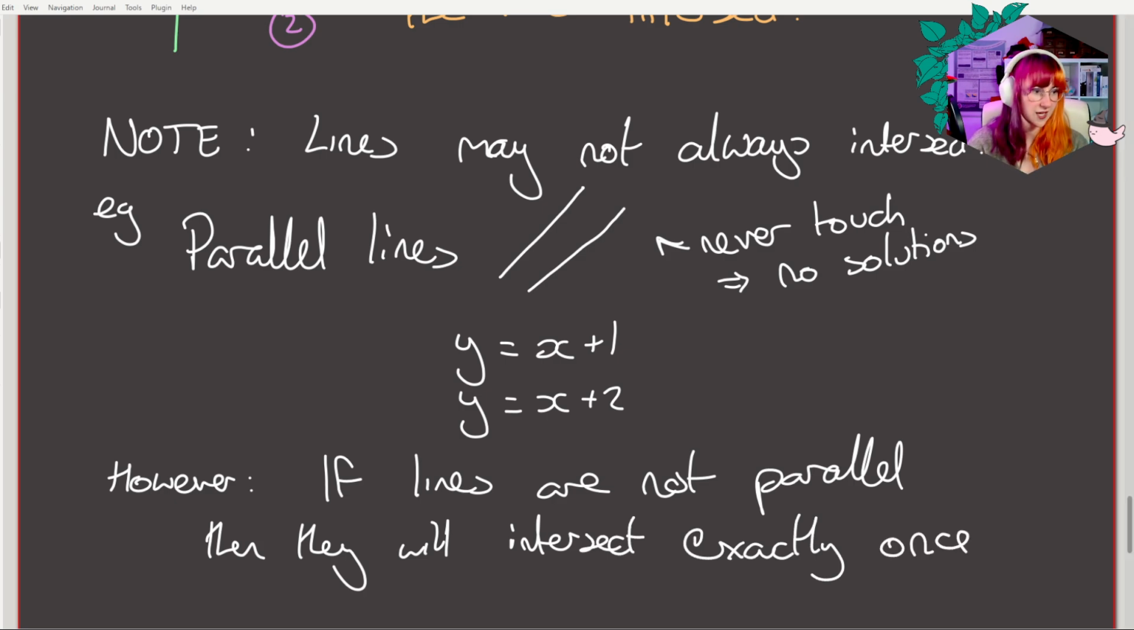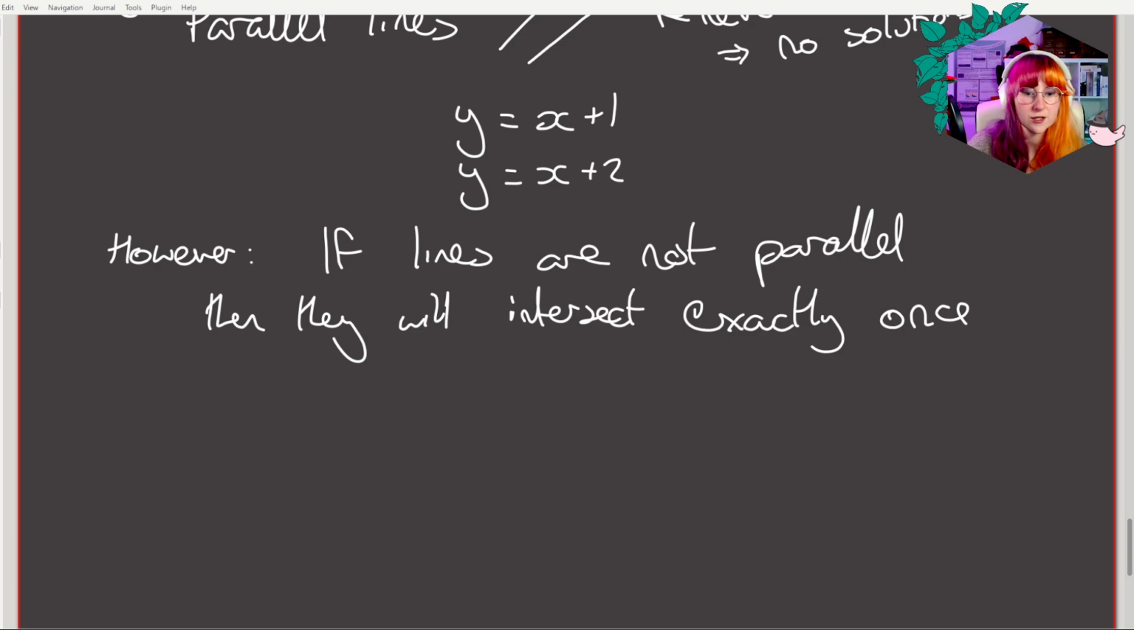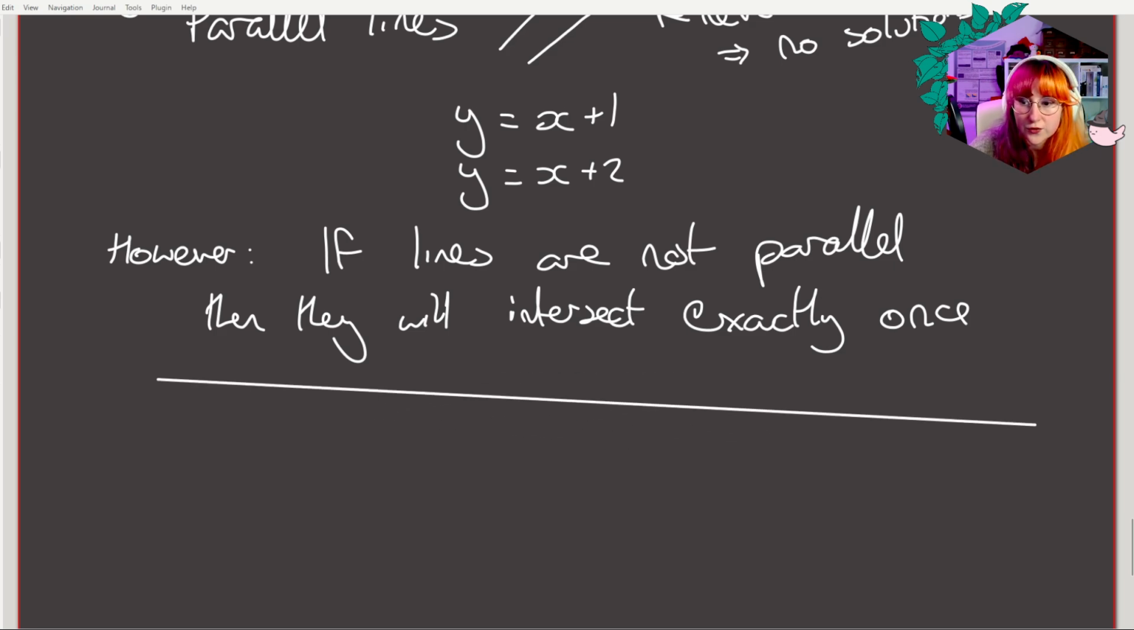And I'm really hoping that a keen bean is going to be like, Kat, what about the secret third option? And we're going to get there. So even if lines look really, really parallel, I'm going to get the straight line tool out for this because I'm going to mess it up.